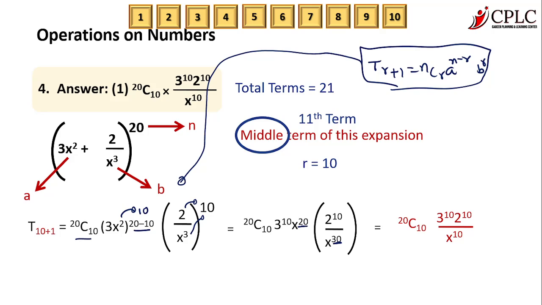So all you have to do is first understand how many terms are there and then find out the middle number using the formula of Tr plus 1. You know everything, you know a, you know b, you know n. All you have to do is substitute, calculate, simplify. You get the idea. So that's the fourth one.